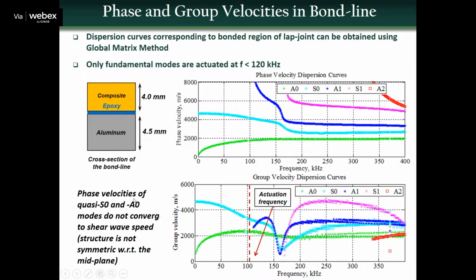The phase velocity of quasi S0 and A0 modes do not converge to shear wave speed, so the structure is not symmetric with respect to the midplane, right? So you'll select your actuation frequency below 120 kilohertz. So you only look at the fundamental wave modes.